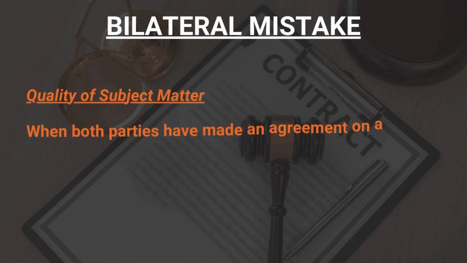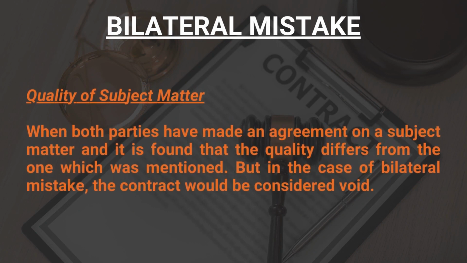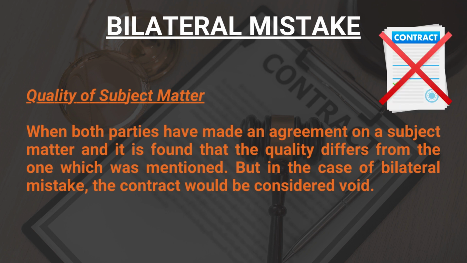Second is quality of the subject matter. When we talk of quality of the subject matter, when both the parties have made an agreement on a subject matter and later on it is found that the quality is differing from the one which was mentioned. So this is a case of bilateral mistake. Again, the effect of bilateral mistake is the contract would be void.